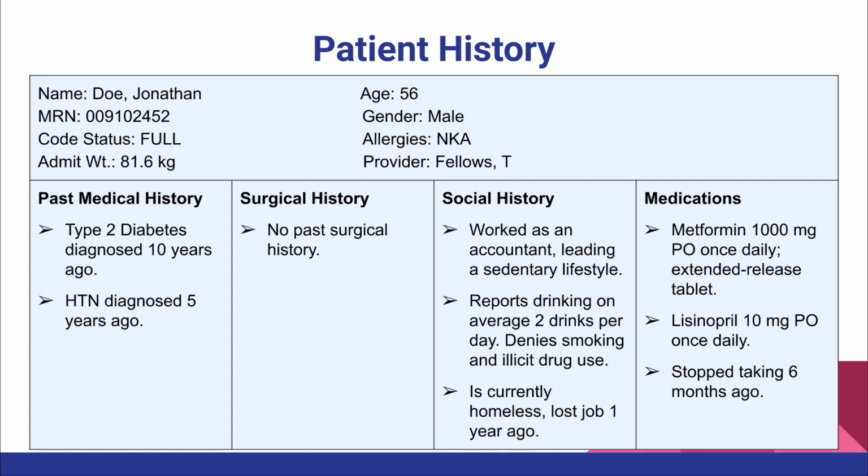Upon being admitted to the room, the patient was able to give a brief history. His name is Jonathan Doe. He's 56 years old. He's a full code, and he has no known allergies. He has a past medical history of type 2 diabetes and hypertension.